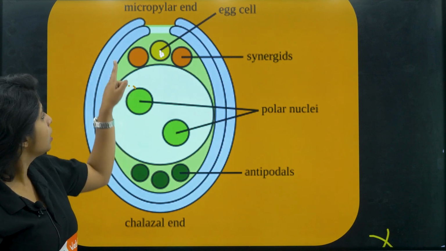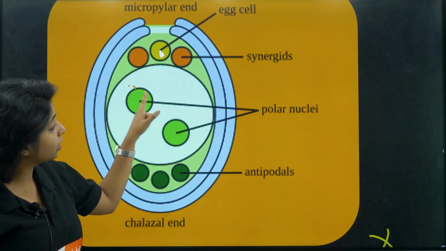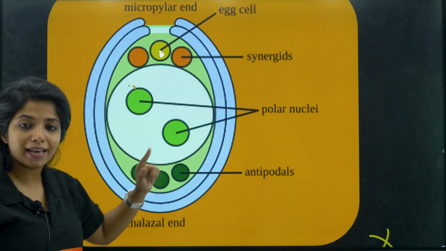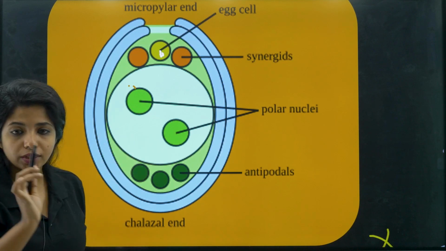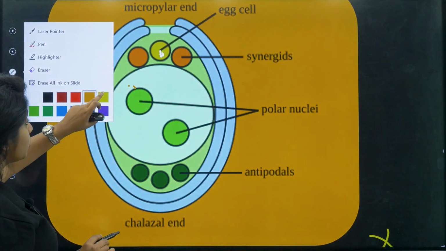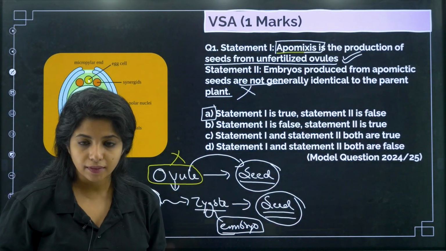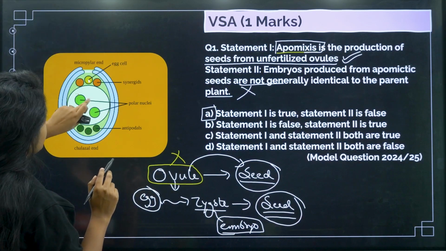How many nuclei are there? Each of these cells has a nucleus: 1, 2, 3, 1, 2, 3. Now over here I said there are 2 polar nuclei in between, so there will be 2 more. So 8 nuclei are there and 7 cells are there. So what happens is that when the pollen tube comes, carrying along the male gametes, it always brings 2 gametes.